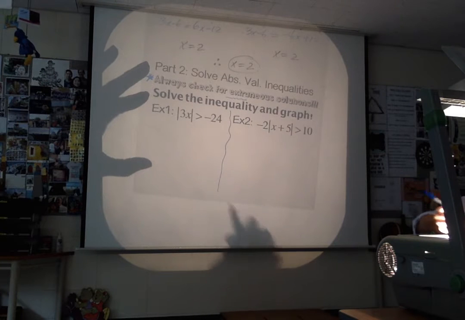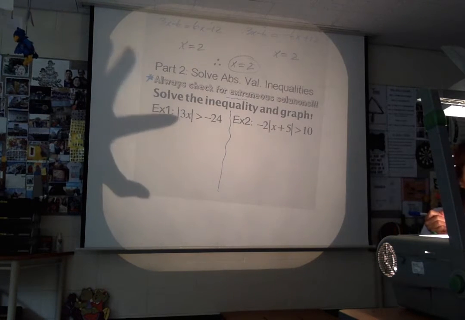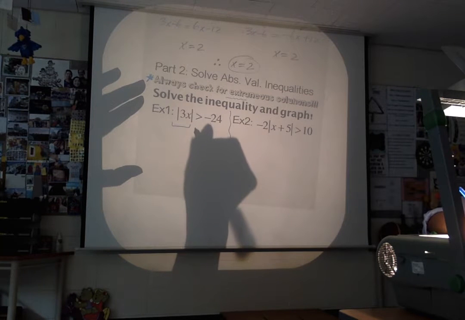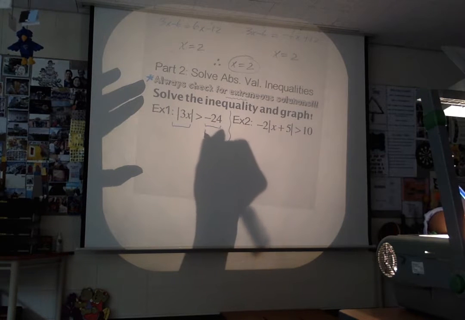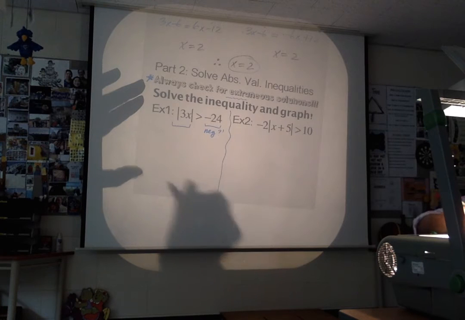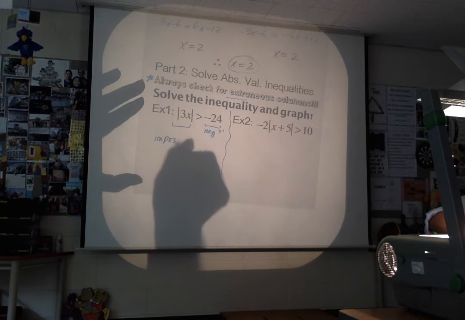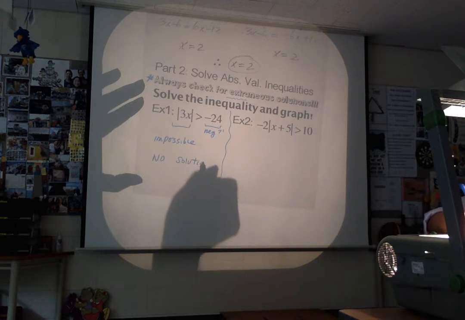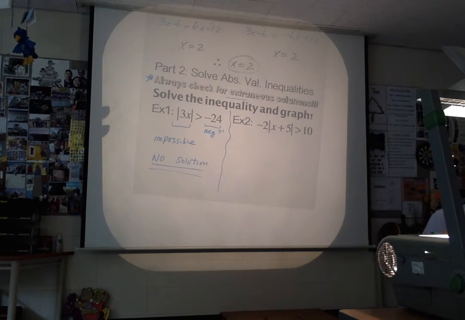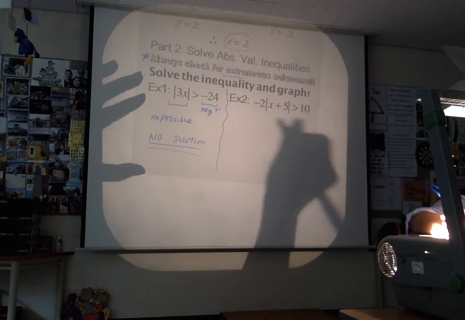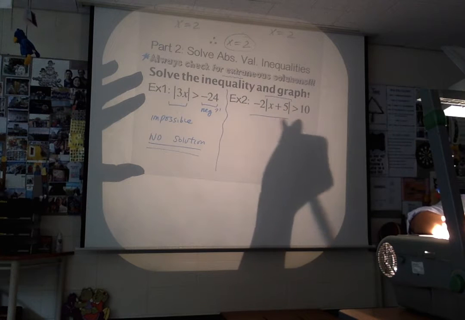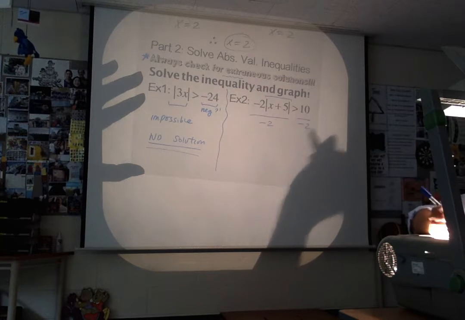But before you solve anything, you're tempted to solve it right away, but you guys remember, absolute value is greater than a negative number. That's impossible. So you know this is no solution again. Okay? All right? And how about here? You have to get this absolute value by itself, right? So you want to divide by negative 2, divide by negative 2.